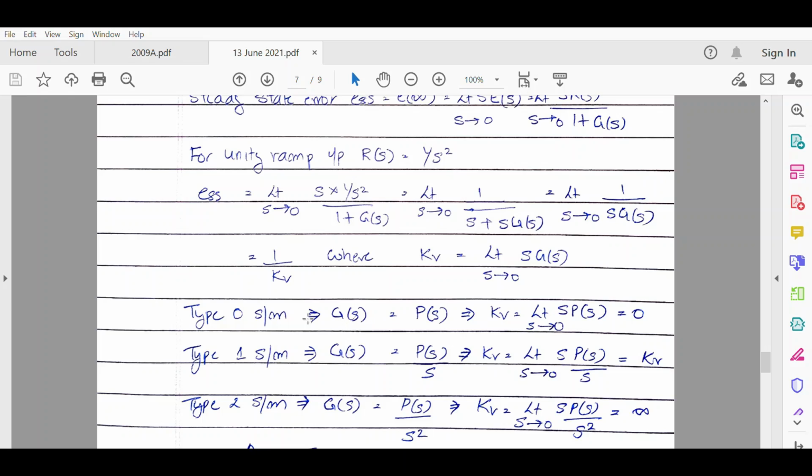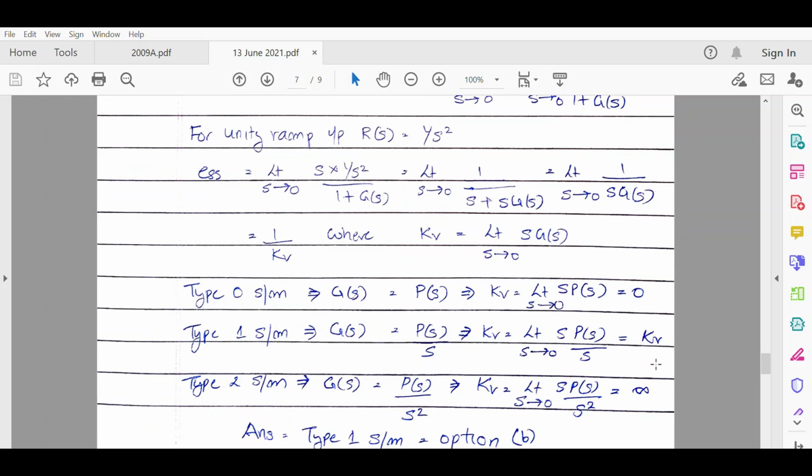Now for a type 1 system, this g of s can be represented as p of s divided by s. So this g of s has a pole at the origin, a single pole at the origin. So the velocity error constant in such a case would be limit s tends to 0 s into p of s, which is not divided by s, and this would be a constant value and can be represented as Kv itself.